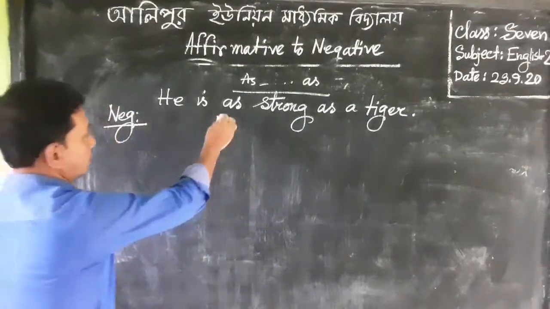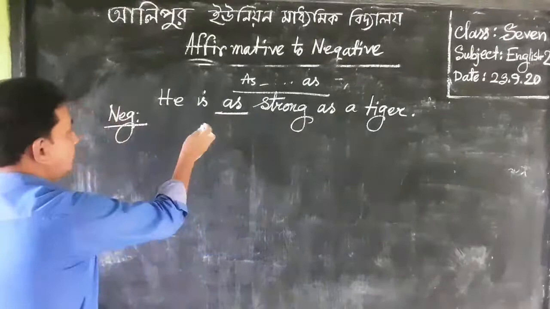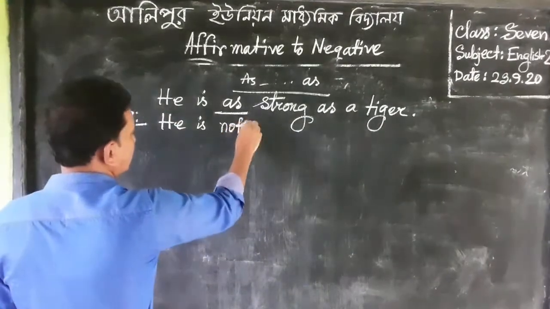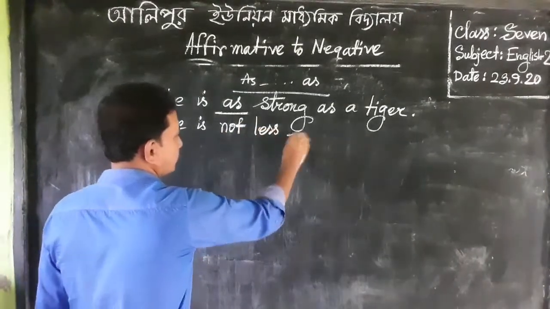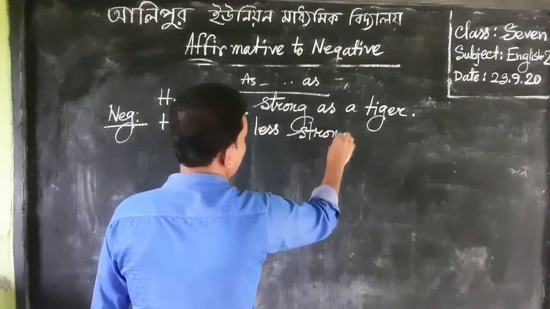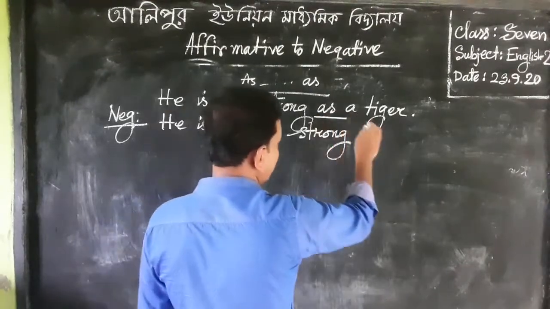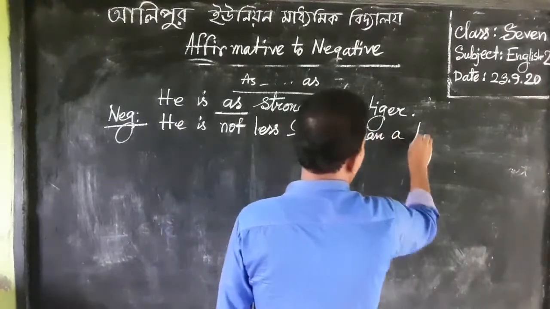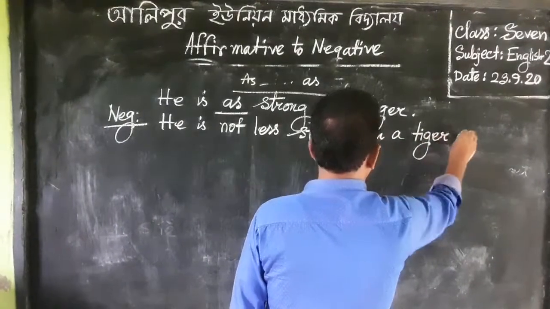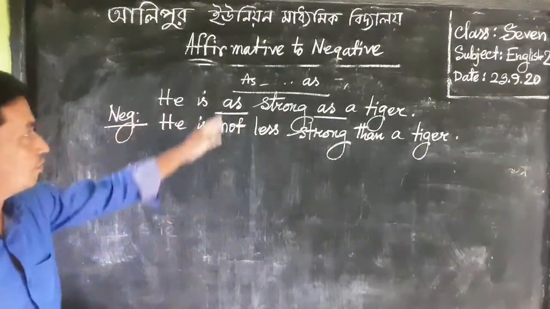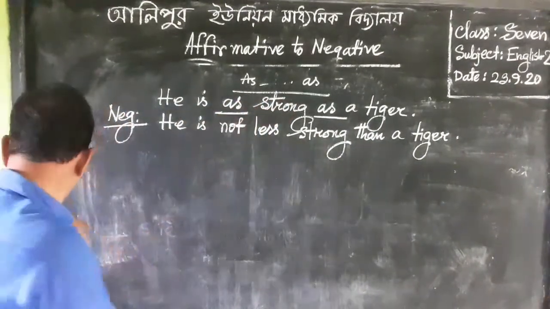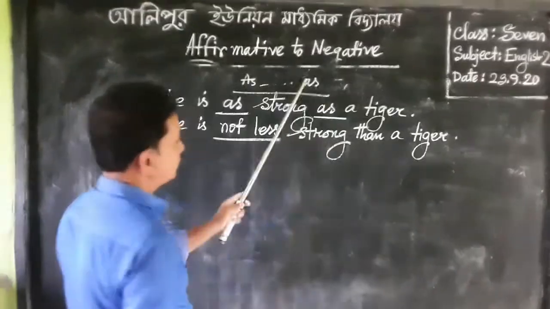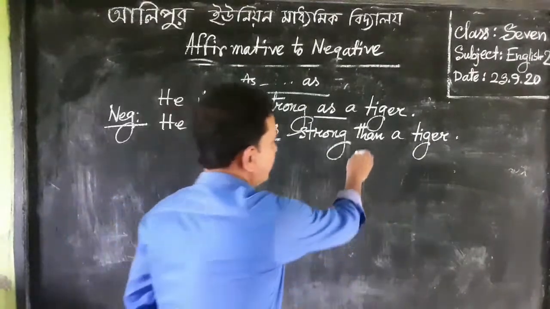So, dear students, I can change the first as into not less: he is not less strong, and the second as should be changed into than: than a tiger. Okay, dear students, this is the rule of as dot as. The first as is changed into not less, and the second as should be changed into than.